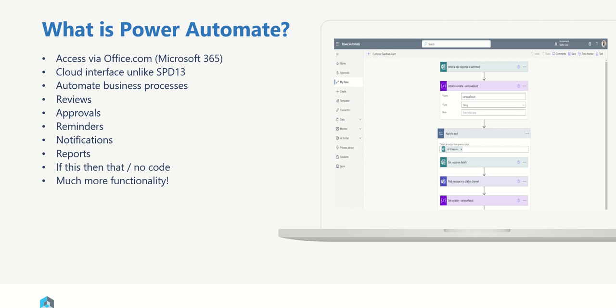So first off, what is Power Automate? Power Automate, you can access it via office.com, which is the Microsoft 365 homepage. It's a cloud interface. So unlike if you've been previously using things like SharePoint Designer workflows, SharePoint 2013 Designer, it's got a web interface, so you can get to it from office.com and you can log into it. But essentially what Power Automate is, it's for automating business processes.